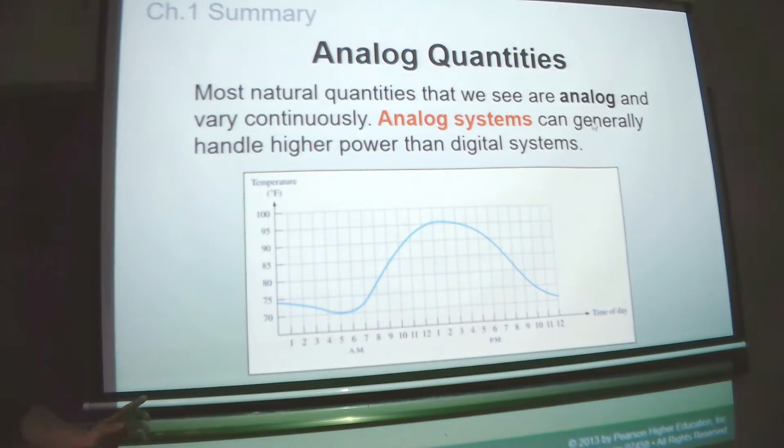So you must understand that analog systems can handle higher power than digital systems, such as in this figure. The temperature is very continuous towards the time of the day. The x-axis is time. The y-axis is temperature. The unit is F, and not centigrade. So this is an analog signal.